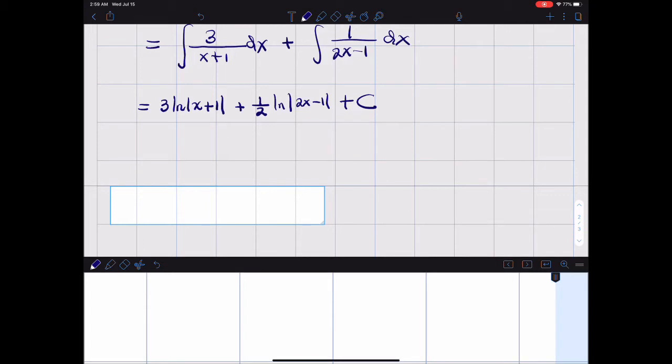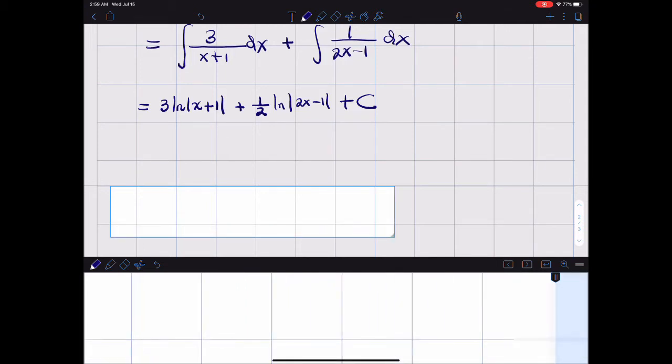Now let's try another problem. Okay, so number two, let's call it A. Let's find the partial fractions.